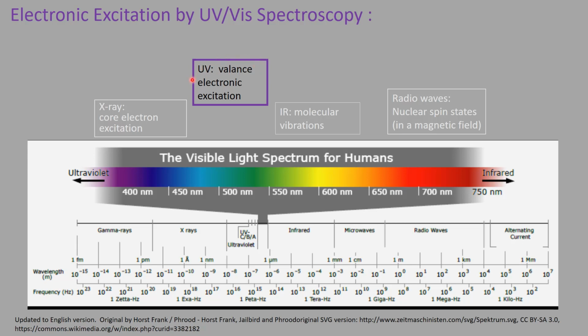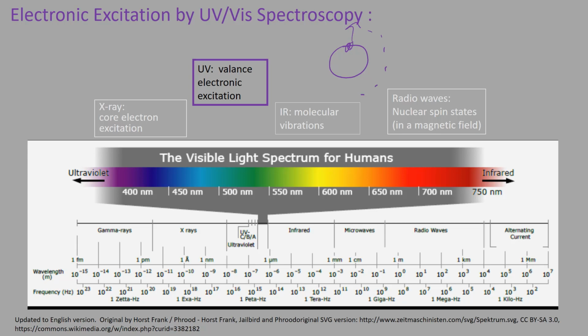So valence electron excitation happens in the UV and in the visible spectrum too. What that basically means is if you have an atom and these are its valence electrons, so they're the outermost electrons, they can get excited into a higher energy orbital. Okay, so UV light and visible light can do that to atoms. All right, their valence electrons can get excited from the light shining on them.